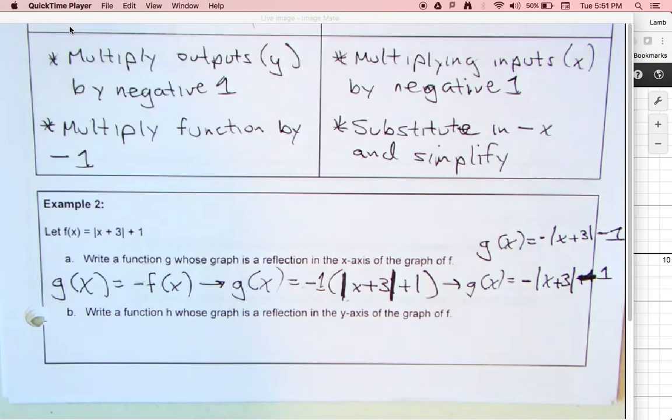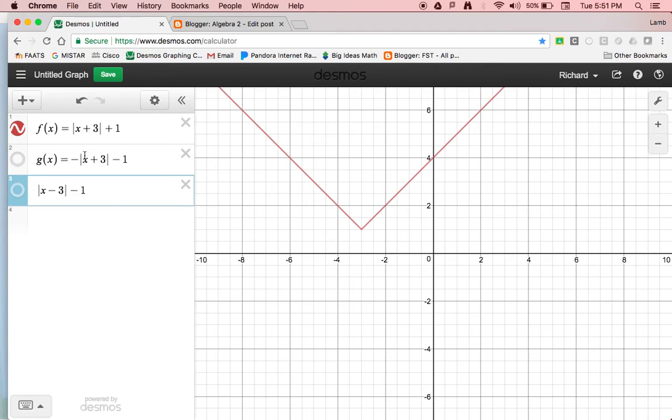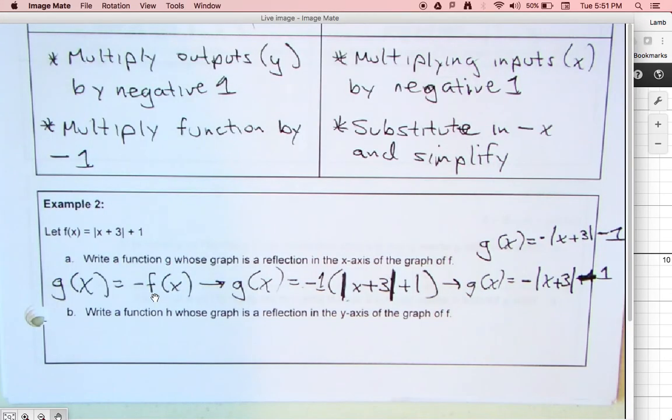So let's take a look at that on Desmos and make sure that it reflects it over the x-axis. Okay, so there's our original equation, f of x equals the absolute value of x plus 3 plus 1, and that's here in the red. Here is our new equation that we computed out. And notice that is a reflection over the x-axis. You can see they're mirror images of each other. So that's how you find the equation if you want to reflect it over the x-axis. You simply substitute in negative f of x, multiply the whole equation by -1.